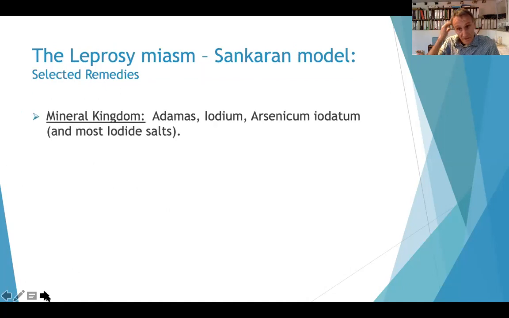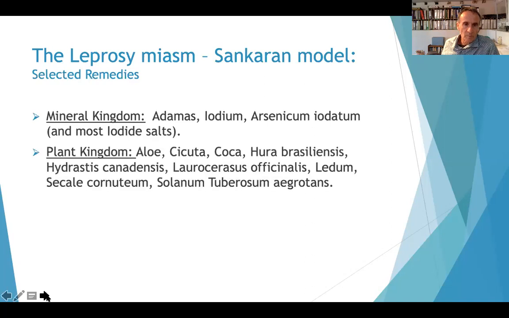Selected remedies, Adamas, which is a crushed diamond, Iodium, most of the iodide salts. The plant kingdom, a couple that we would know here, Aloe, Hura brasiliensis, Hydrastis canadensis, a very good kind of antibiotic remedy, Laurus nobilis, also mentioned in the COVID-19 suite of possible genus remedies.